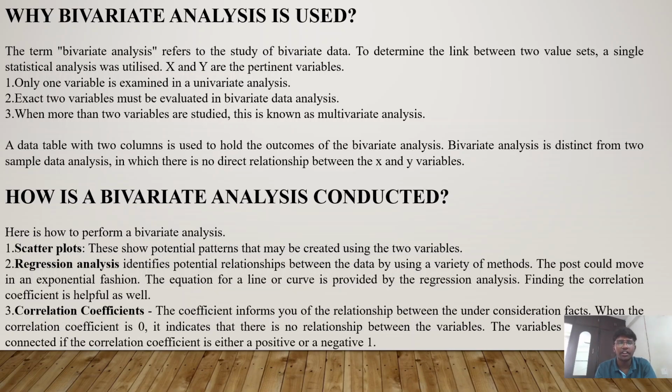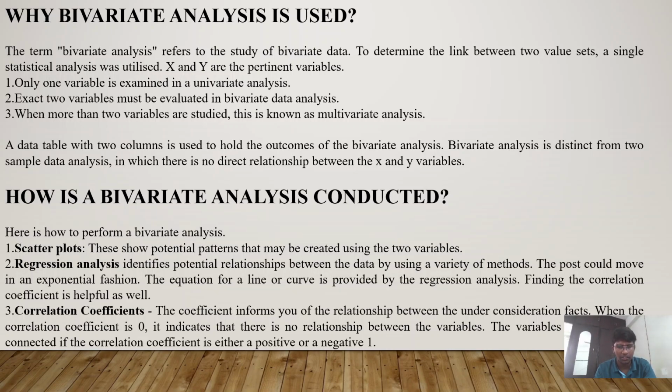There are many ways to conduct bivariate analysis, but I have listed only three types. That is scatter plots, regression analysis, and correlation coefficients. Scatter plots show potential patterns that may be created using two variables. Regression analysis shows the relation between the data by using a variety of methods, and the equation for the line or curve is provided by the regression lines. By this we can find the relation between the two variables, and the correlation coefficient is also helpful.